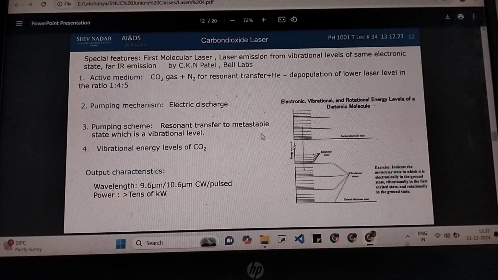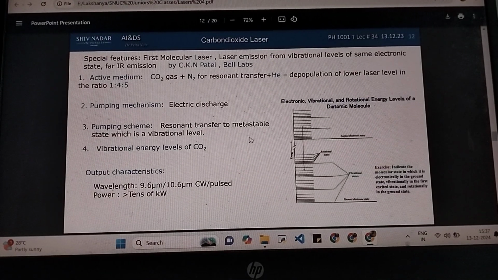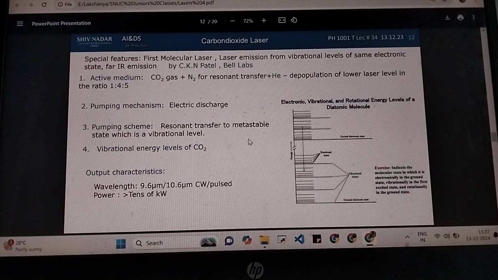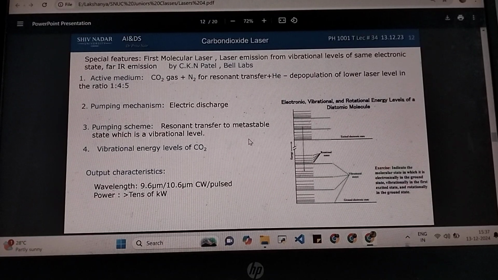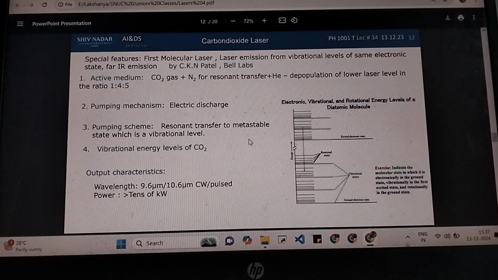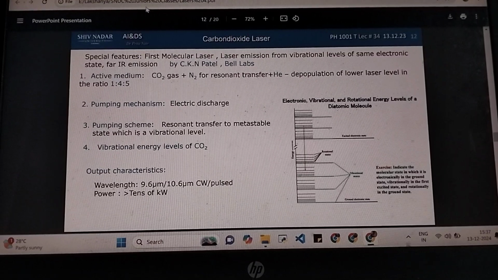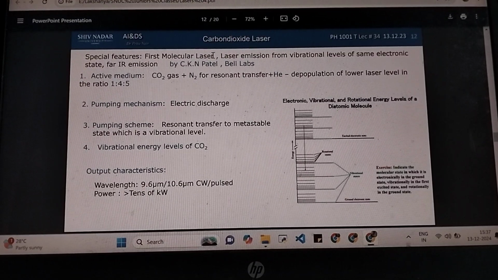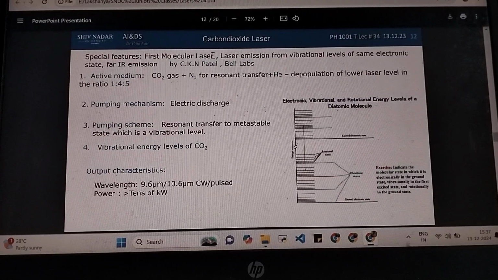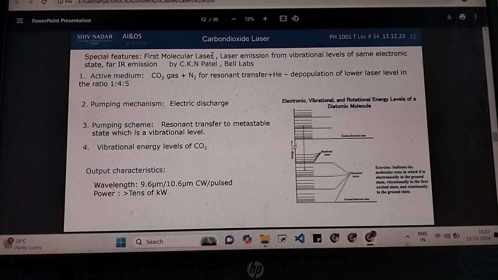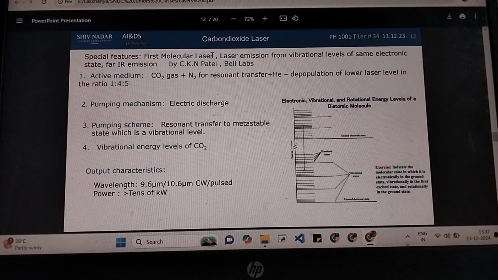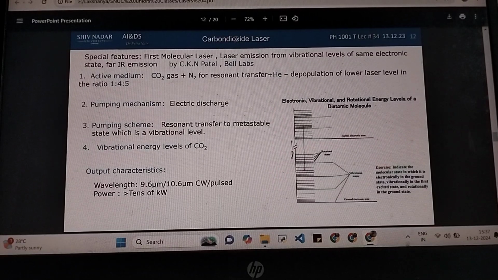We now move on to the second important laser out of the three, which is the carbon dioxide laser. We first look at a few special features of this laser. It is the first molecular laser, meaning all the lasers which were invented before this were usually atomic, meaning they dealt with one type of element. So if I say gallium, just gallium, or if I say silicon, just silicon. Carbon dioxide is where the first molecule was used in a laser as the active medium.